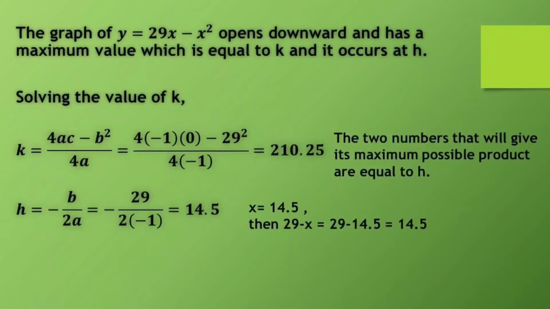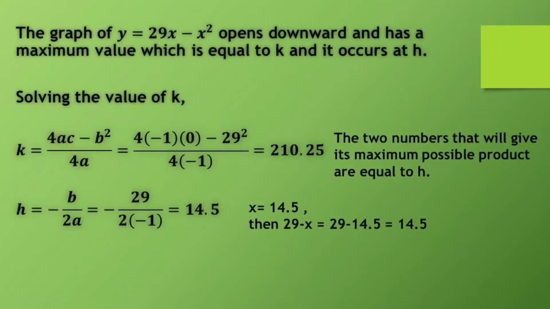Then substituting the values in our equation, a, b, and c, we will come up with k is equal to 4 times negative 1 times 0 minus 29 squared all over 4 times negative 1, or equal to 210.25. The two numbers that will give its maximum possible product are equal to h.